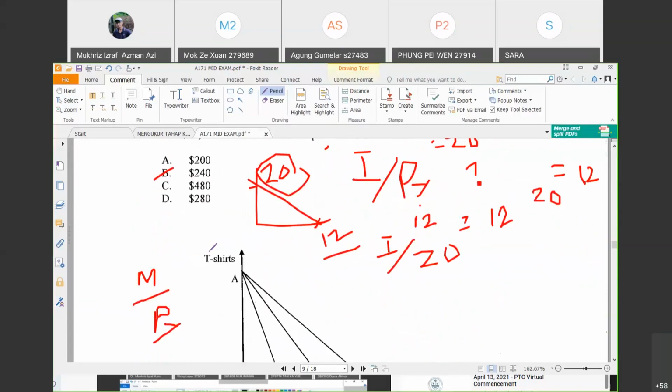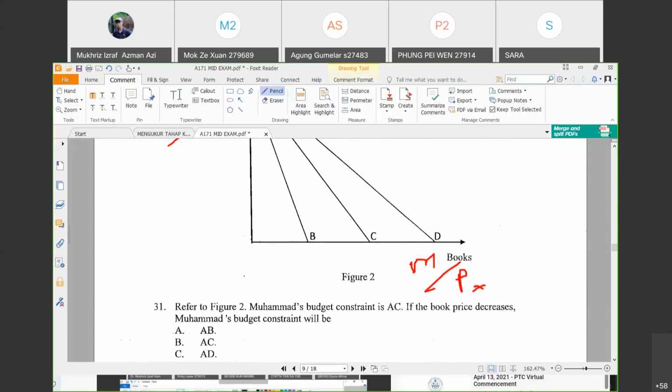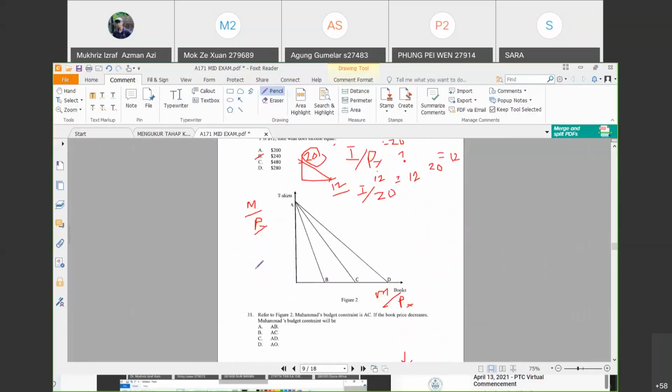Another similar question here. Refer to the above question. Muhammad's budget line is AC. If the price of books decreases, where books are on the x-axis, what will Muhammad's budget line be? AC is the original one, the middle one. If the price of books decreases, will your budget line shift upward or downward?